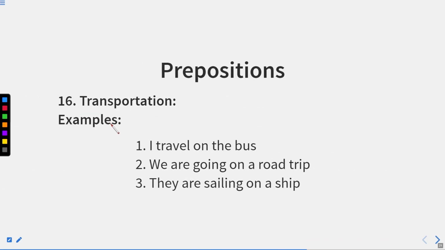For transportation, now this one is very, very important again. Whenever we have public transport, we use the preposition on. But if we have private vehicles, we use the preposition in. Now, if someone is traveling by train, he will say he's on the train and not in the train. I travel on the bus, because the bus is public transport. So for public transport, we use the preposition on.